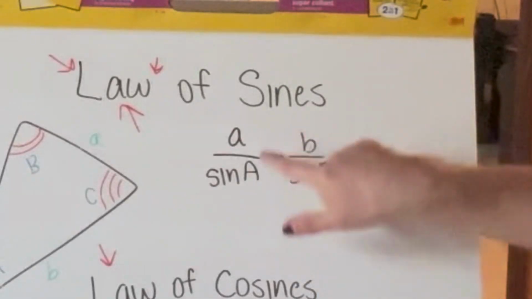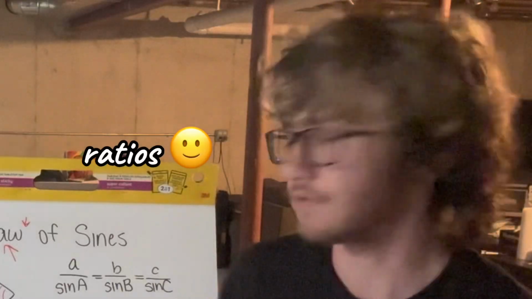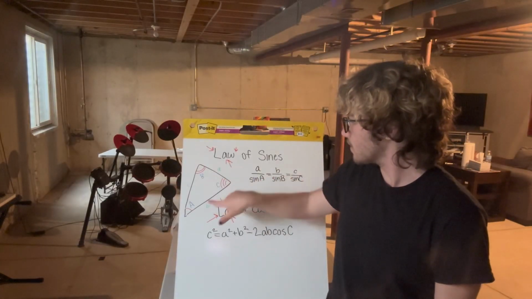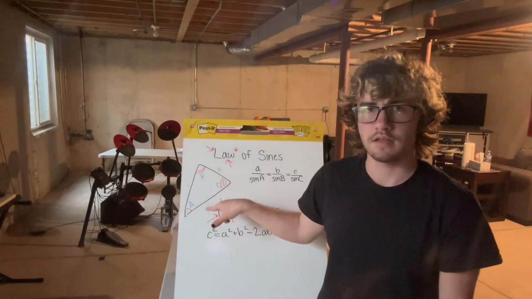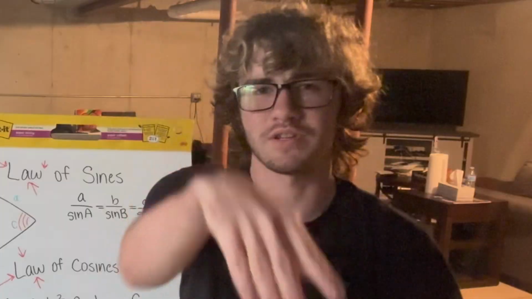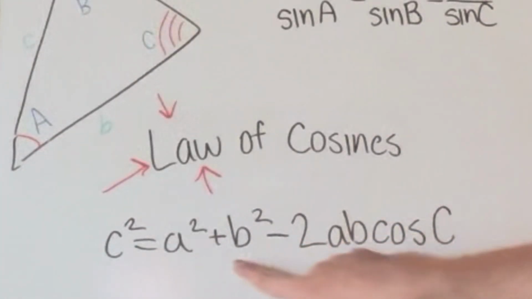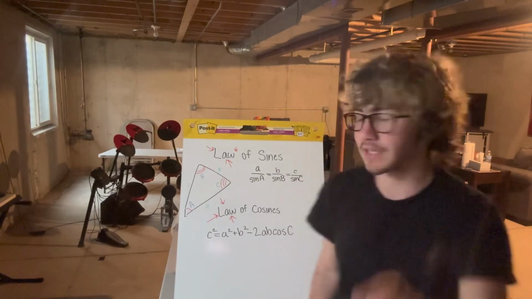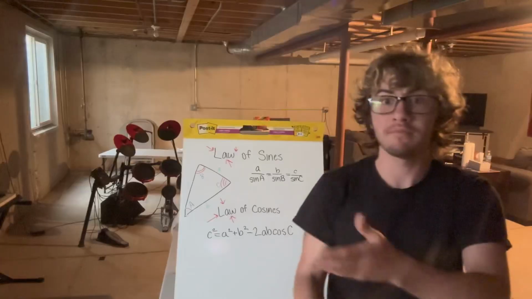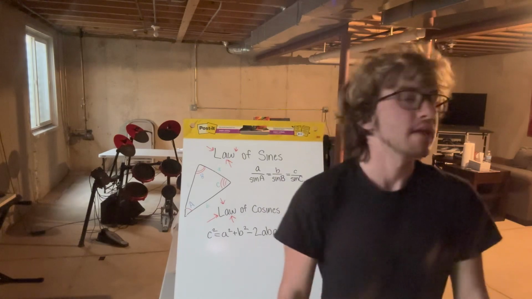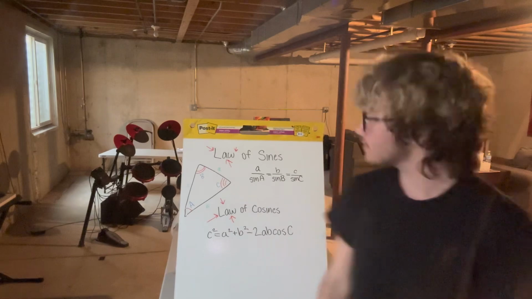A over sine A equals B over sine B equals C over sine C. Ratios. But basically you assign opposite angles to opposite sides. It might be confusing, but you'll do it eventually. Then a lot of cosines, you'll notice. It's a squared plus b squared equals c squared. I told you it would come up again. But this time it's minus 2ab cosine c. I don't know what that is. I'll be honest, I'm a physics nerd, not a calculus nerd. They go together, but I need to freshen up on this.